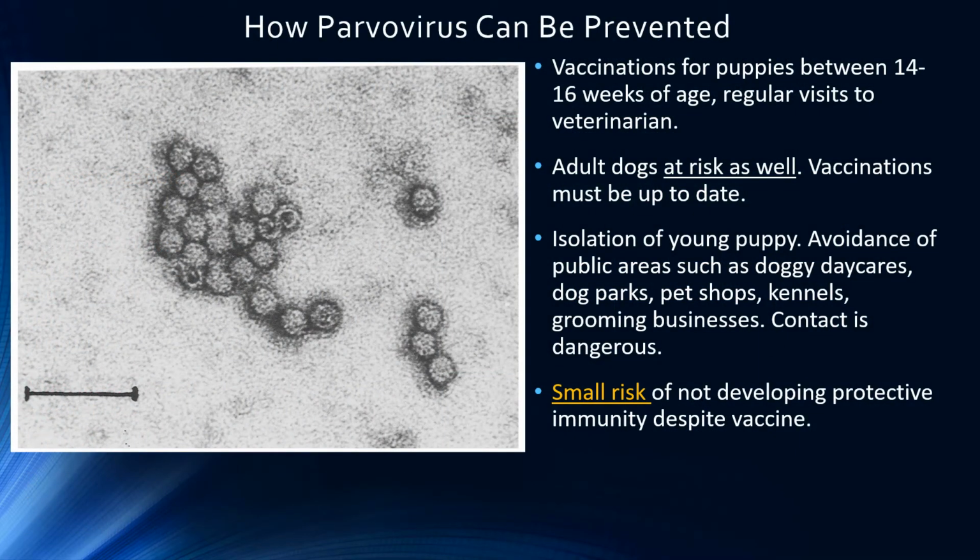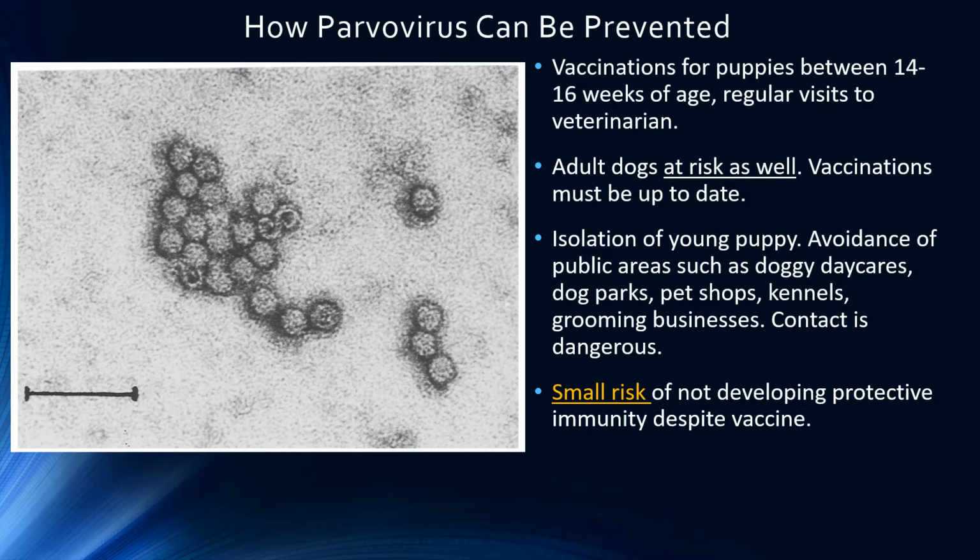So how can it be prevented? Like I mentioned before, vaccinations for puppies between 14 and 16 weeks of age. However, that doesn't mean that you're completely immune. Adult dogs are at risk as well, especially when in contact with those feces.